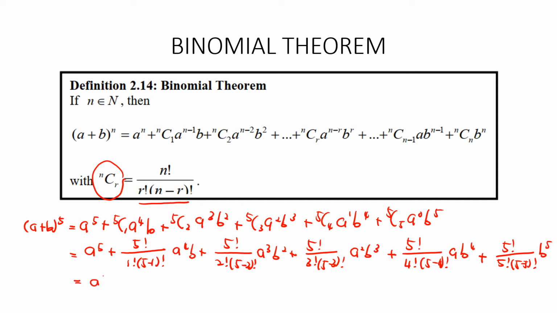So you get a power of 5 plus 5 a power of 4 b plus 10 a cubed b squared plus 10 a squared b cubed plus 5 a b power of 4 plus b power of 5. So this is the answer for (a plus b) power of 5. We will see the other example in the next slide.